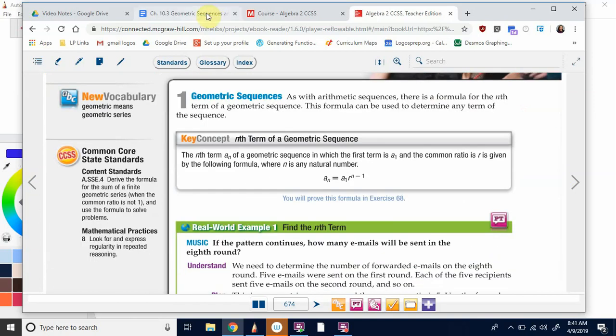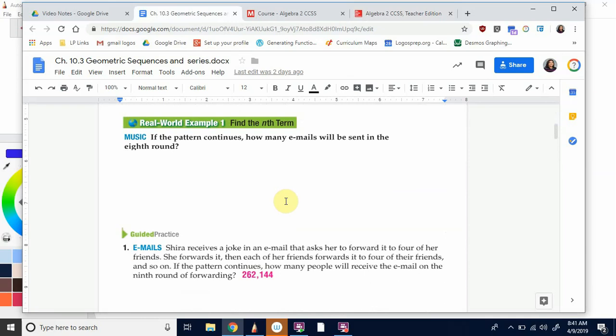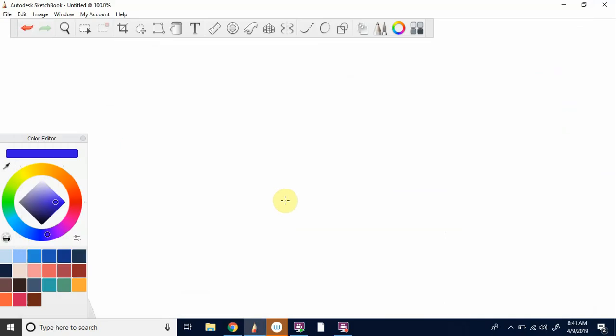So here we have to break down what's going on. So what do we have? We have a sub 1, right? We know he sends out 5 emails. And what is r? Each one of those persons sends it out to 5 more. So our common ratio is also 5. And they want to know how many emails will be sent in the 8th round. So we know n is 8 because we want to know the 8th term. What we're looking for is a sub 8, because they want to know how many emails in that 8th term.